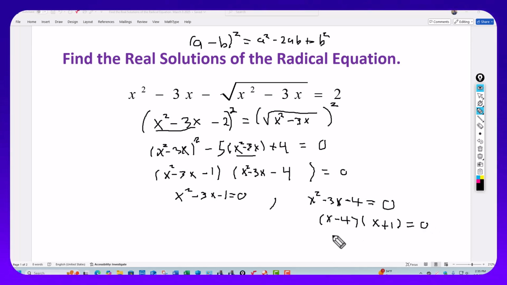So that means that x minus 4 times x plus 1 equals 0. That would tell me that x could be 4. In other words, this factor could be 0. So for this one, x minus 4 is equal to 0 at 4, so x should be 4. But this factor could be 0. x plus 1 would be 0 at negative 1. So those are two possible real solutions: x equal to 4, x equal to negative 1.